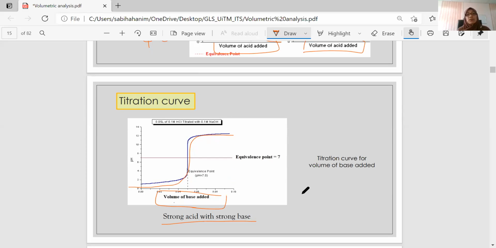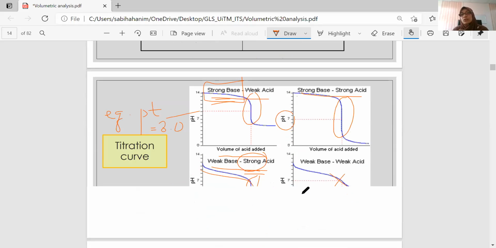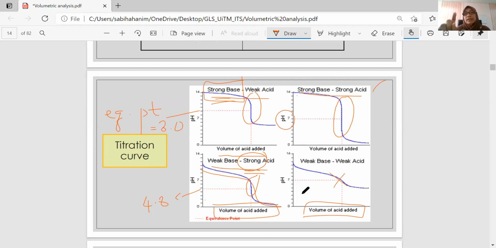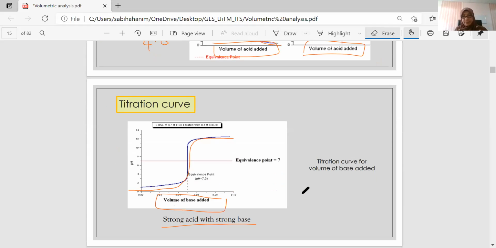But the equivalent point is exactly the same. If it is strong acid and strong base, the equivalent point is equal to 7. So for strong base and strong acid, the equivalent point is also 7. I just show one example, the difference of the titration curve when we add the acid or we add the base.